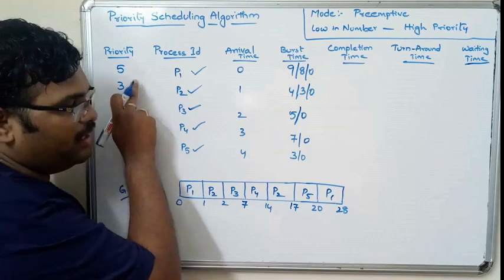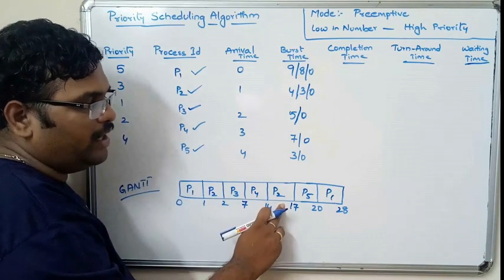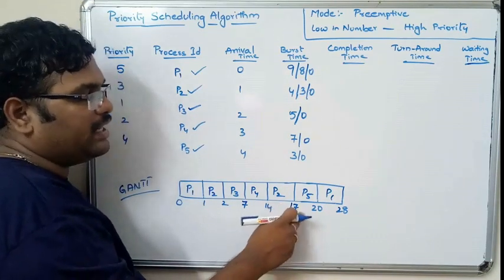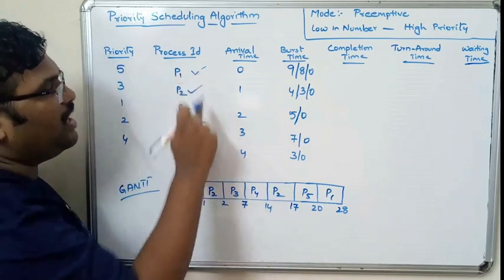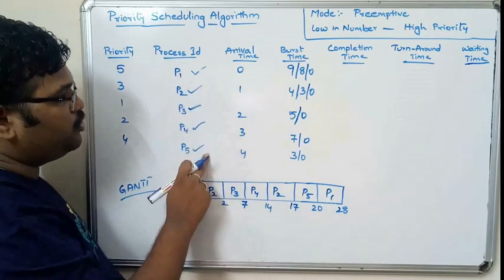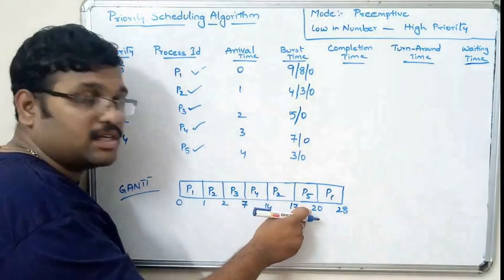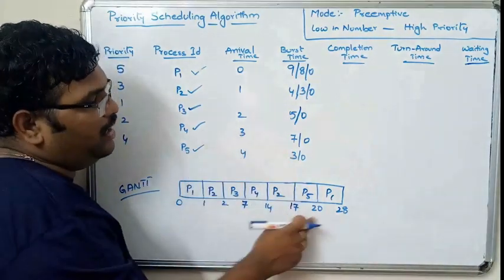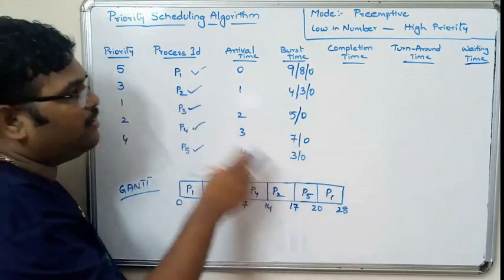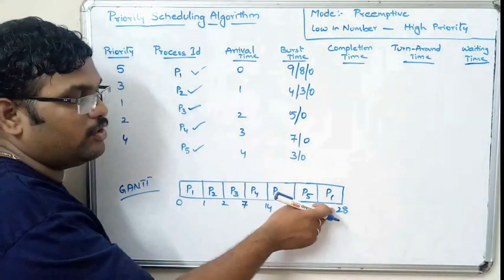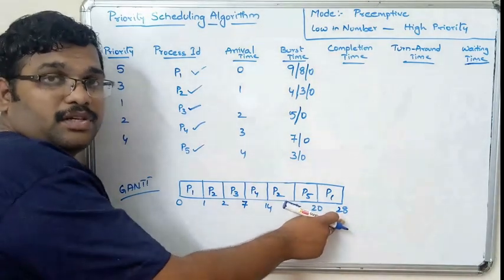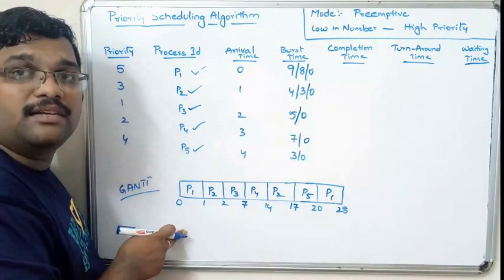Among those, P2 has the highest priority, so P2 is allocated to the CPU and it completes its execution. At time 17, 2 processes are available in the ready queue. Among these 2, P5 has the highest priority, so P5 is allocated to the CPU and continues its execution. And finally, only 1 process is remaining, so P1 is allocated to the CPU and it completes its execution. Hope you understood this Gantt chart.